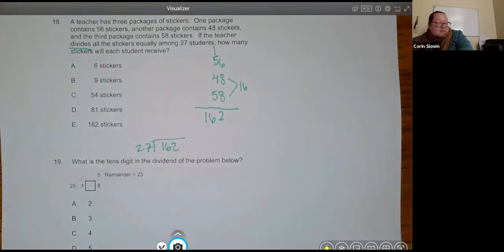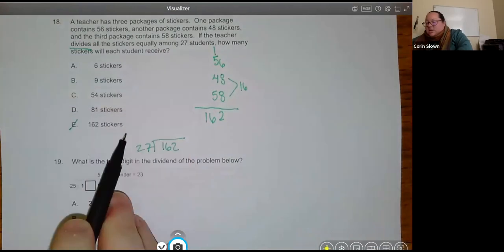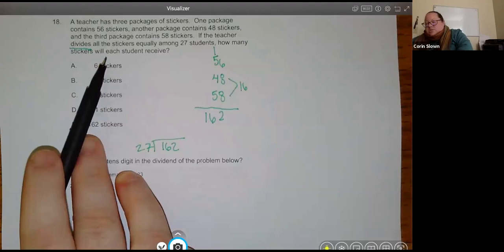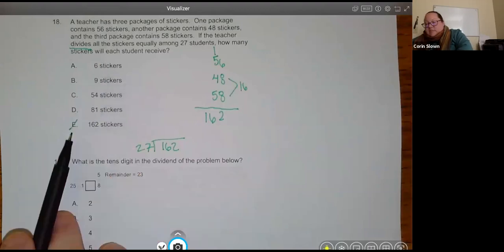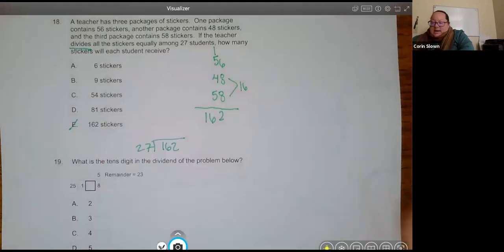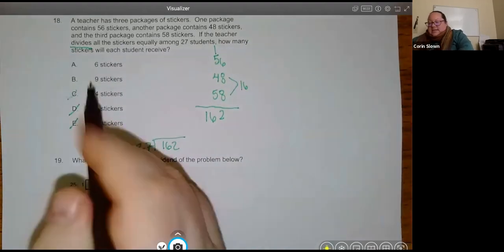And so if I think about this, now I can do some elimination. If I'm thinking about the answers, I know it's definitely not E because 162 is the total number of stickers. And in this case, the problem is really clearly asking how many stickers will each student receive. So I know E isn't an answer. And since I know I have 27 students, 81 can't be the answer. And 54 is not a reasonable answer. So now I'm stuck looking at 6 and 9.